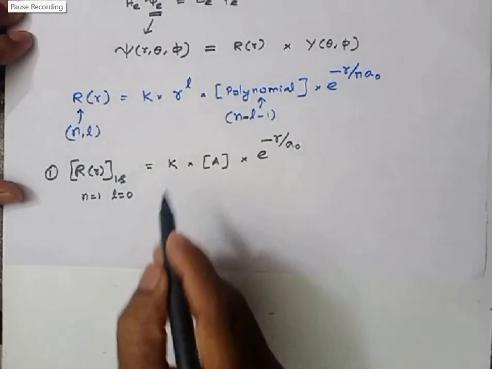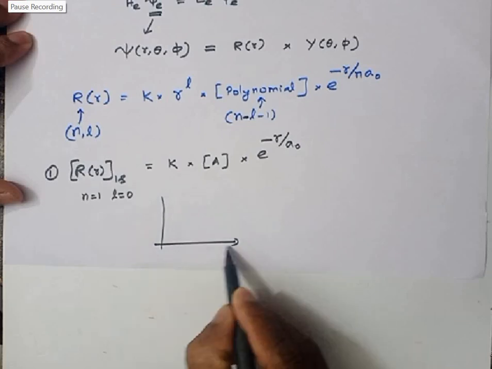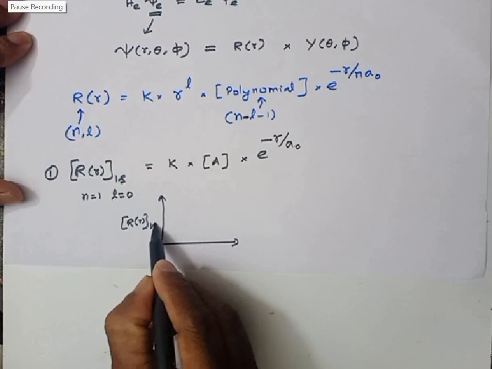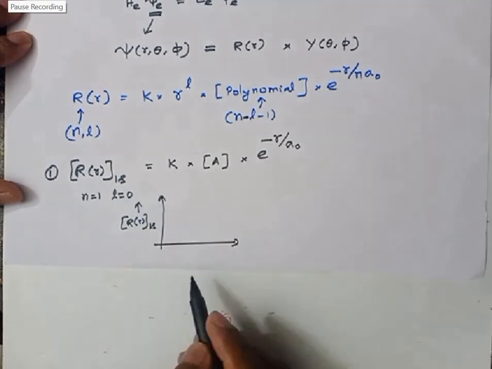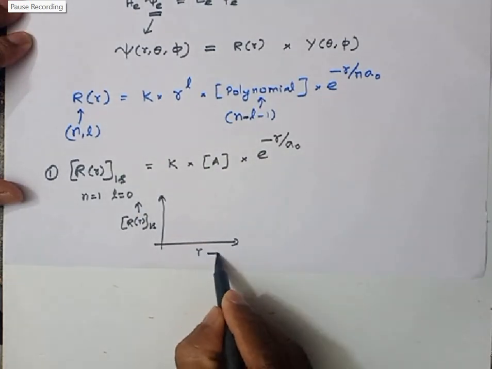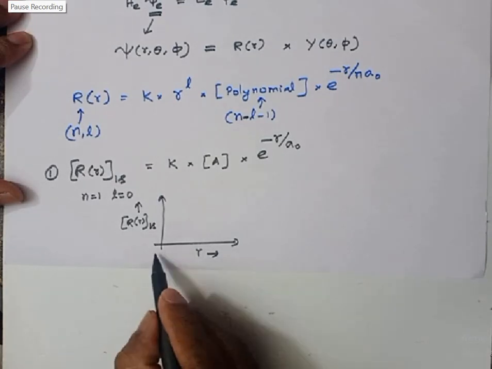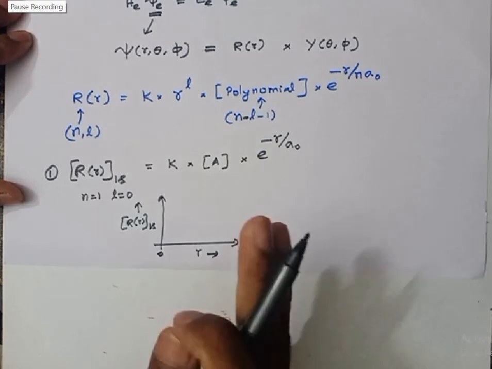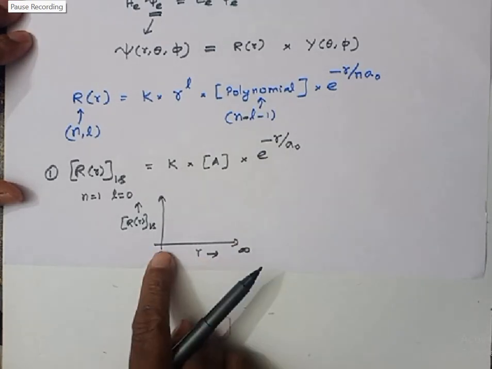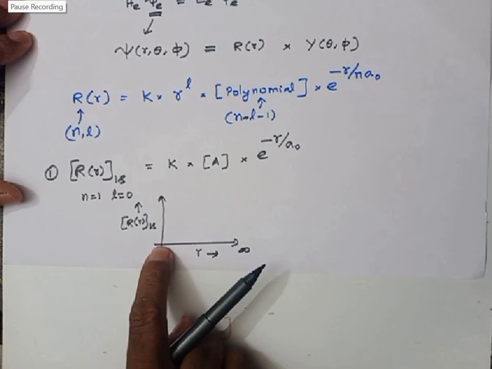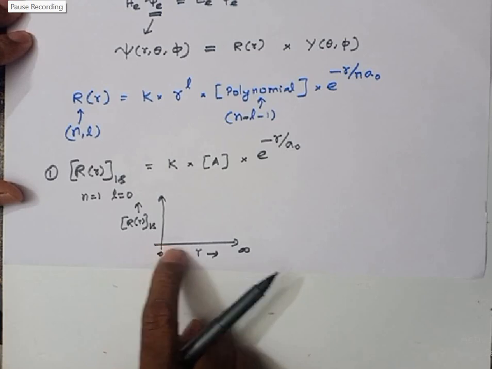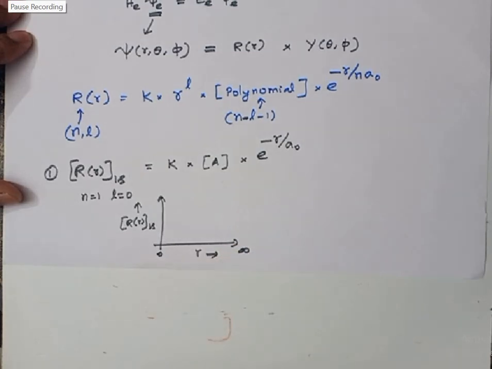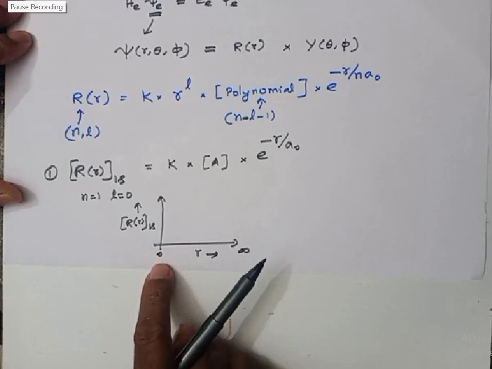And if you plot this wave function, observe. If you plot the radial part of the wave function for 1s orbital in the y-axis and radius in the x-axis, here r equal to 0, r can go up to infinity. Observe this carefully. R equal to 0 means the center of the nucleus, or at the nucleus. R equal to infinity means the electron is far away from the nucleus. That's the meaning.